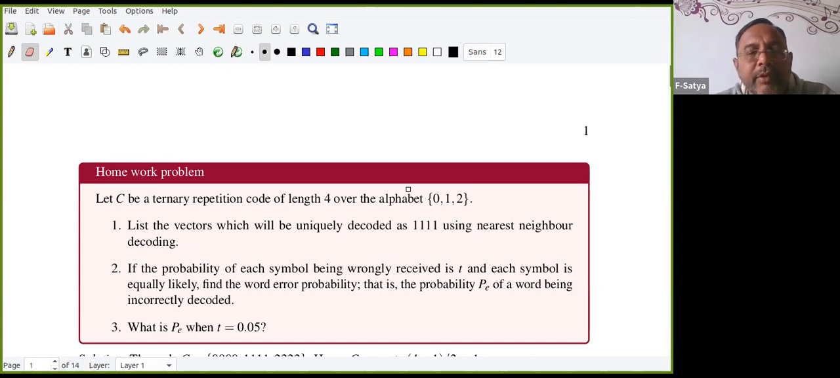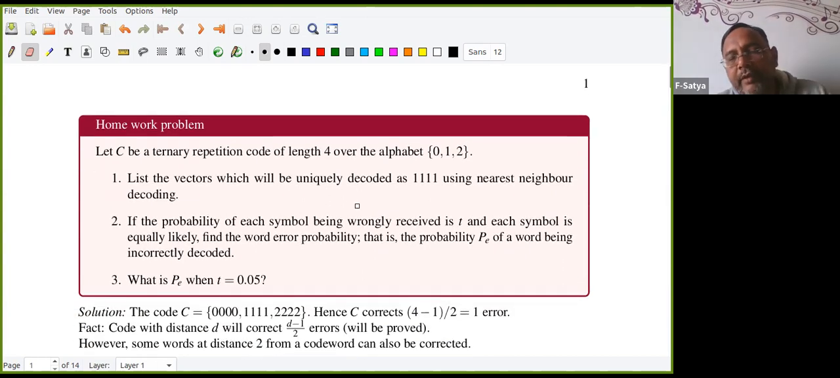I'll explain this also. Now, what is PE when t is equal to 0.05? I hope some of you have already done these questions, but again, we discussed last time. The code C is now the repetition code of length 4, so 0000, 1111, and 2222, right? Now, this I have not proved, but today I will prove. That is what I wrote: a code with distance d can correct (d minus 1) by 2 errors; this will be proved today. That I wrote in the line below.